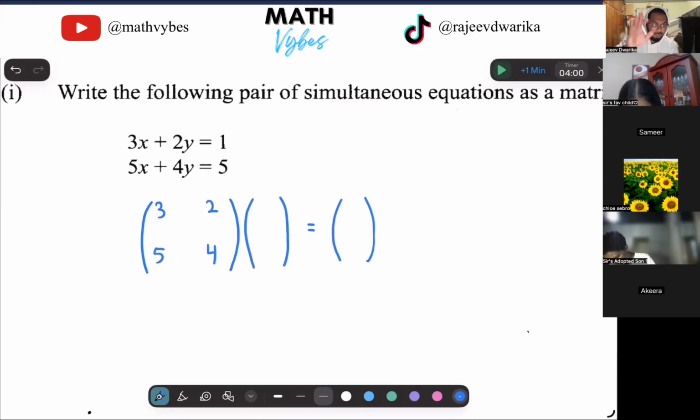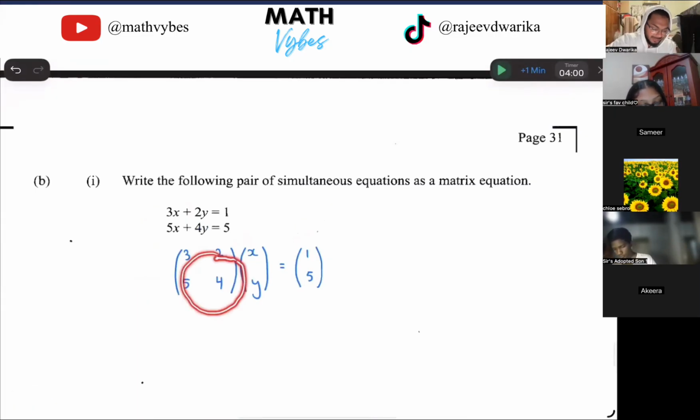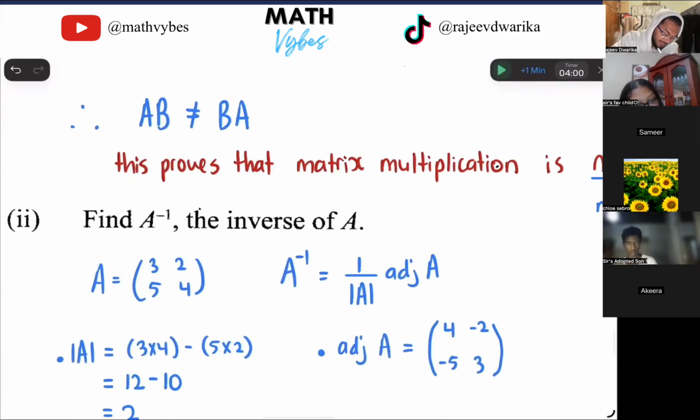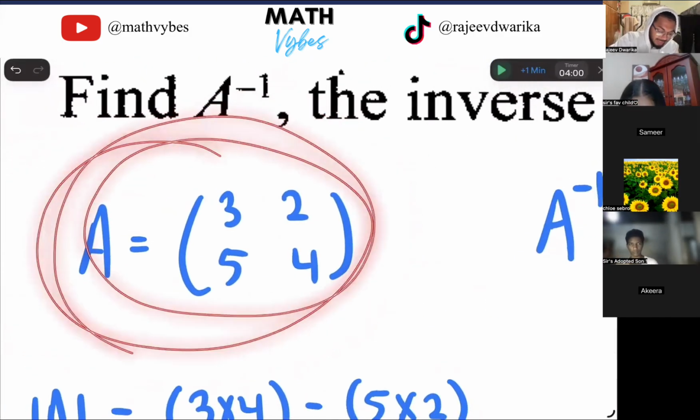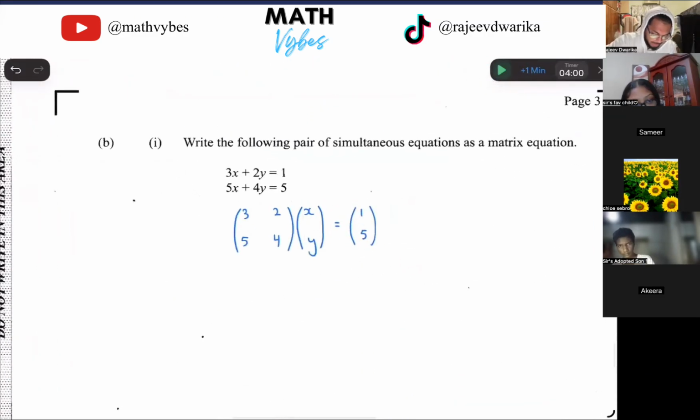What would go into the matrix of variables? X and Y. And what would go in this matrix? 1 and 5. Was it that hard? No, it wasn't. Right? And I want to draw your attention to something. Did we see this matrix anywhere else? Yes, sir. What matrix is that? That was the inverse matrix. That was E. And didn't we find the inverse already for that? Yes, sir. Yeah, so this question is light work then.